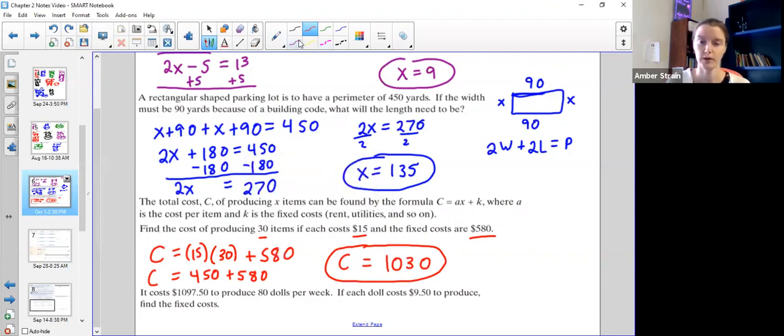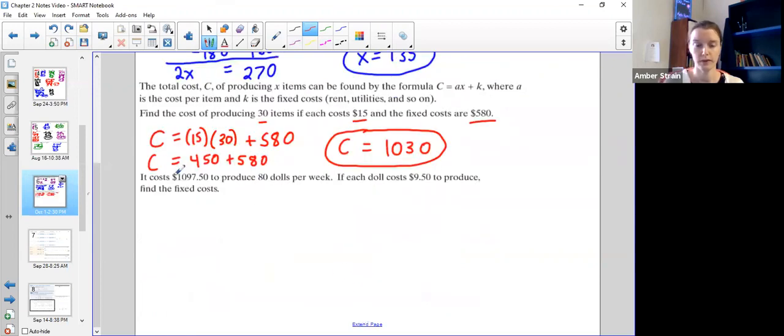Okay, one more using that same formula. It says if you knew that the total cost was $1,097.50 to produce 80 dolls, and it costs $9.50 for each one of those 80 dolls. Let's work our way backwards. This time we know the total cost. We know the cost per item again, and we know the number of items we're making. So the only thing we're missing is the fixed cost K.